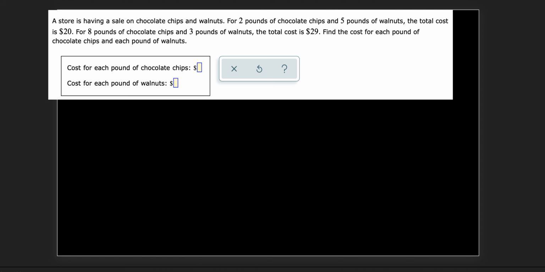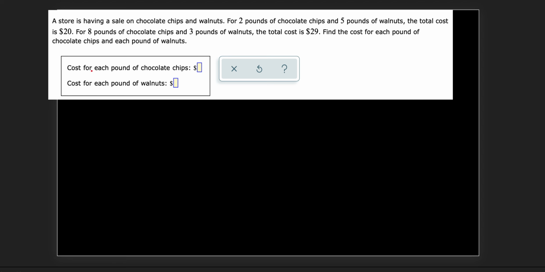Now, on this word problem, a store is having a sale on chocolate chips and walnuts. For 2 pounds of chocolate chips and 5 pounds of walnuts, the total cost is $20. For 8 pounds of chocolate chips and 3 pounds of walnuts, the total cost is $29. Find the cost of each pound of chocolate chips and walnuts. So obviously the 2 main things that this problem is about is chocolate chips and walnuts. So we can use C for chocolate chips and W for walnuts.